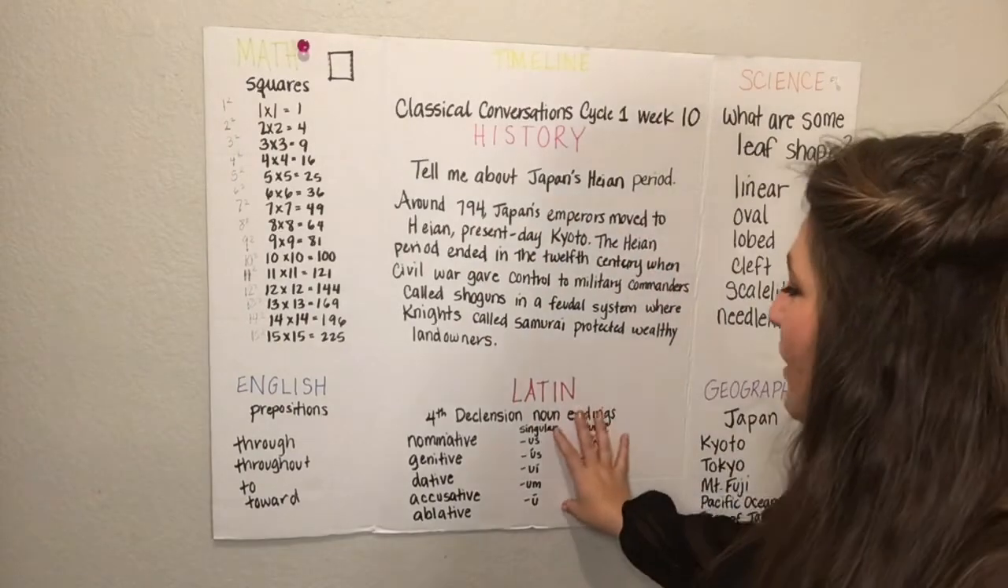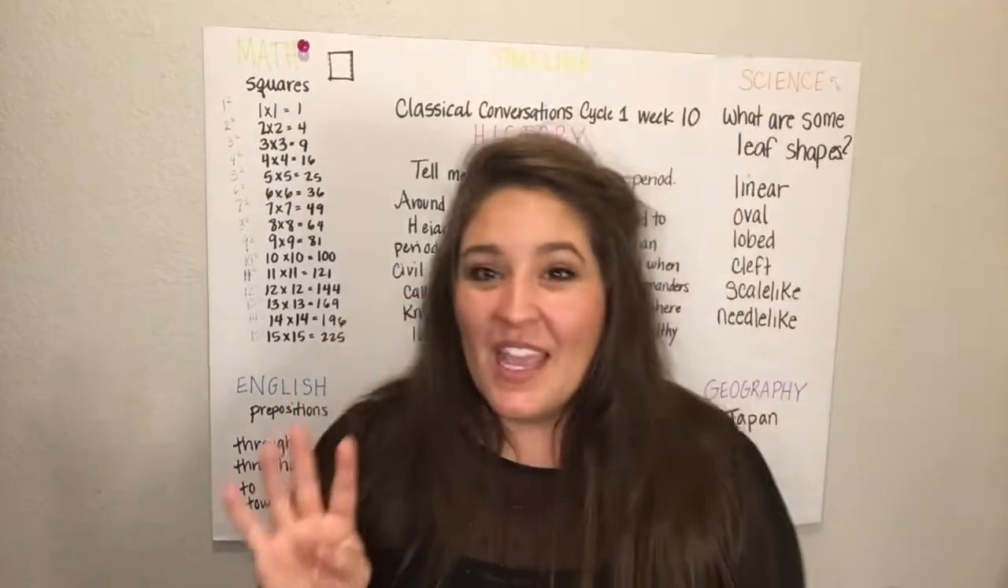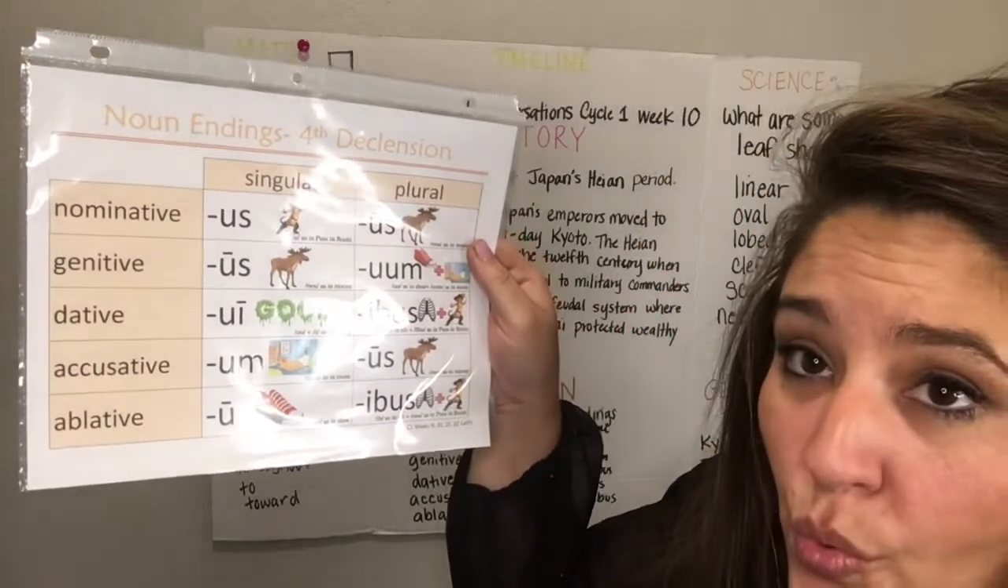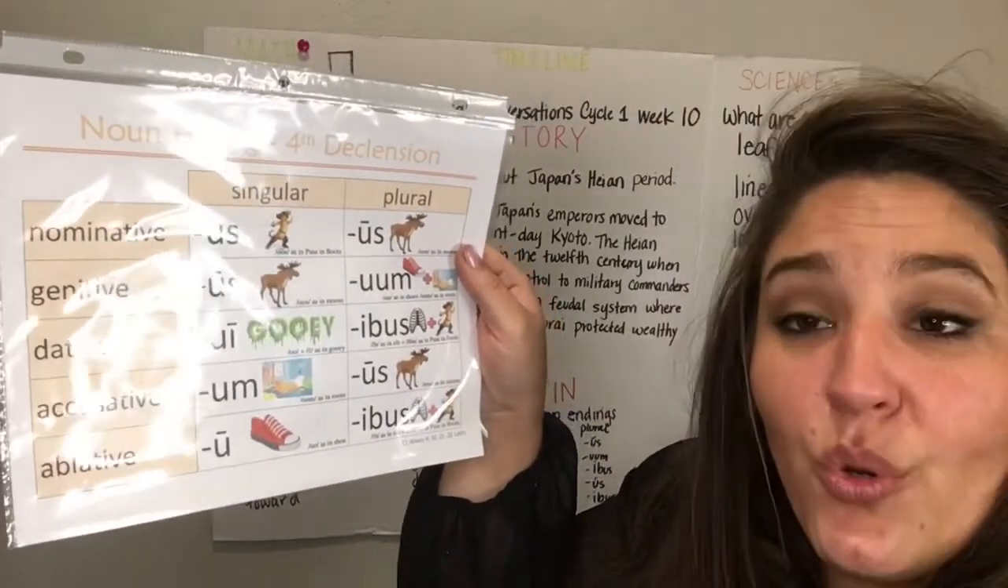We're going to go ahead and move on to Latin. We're doing fourth declension noun endings. So hold up a number 4, and here we go. Let me show you what we have. We have us, oo, ui, oo, us, ui, oo, us, ui, oo.